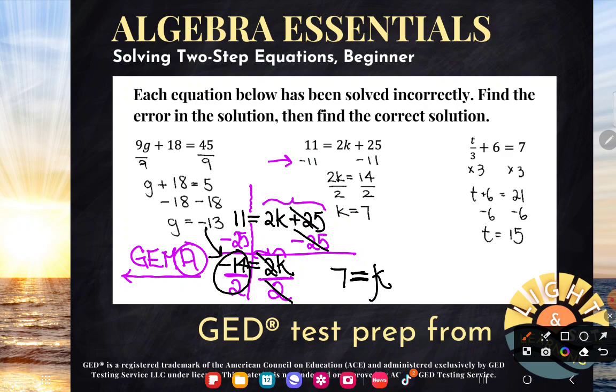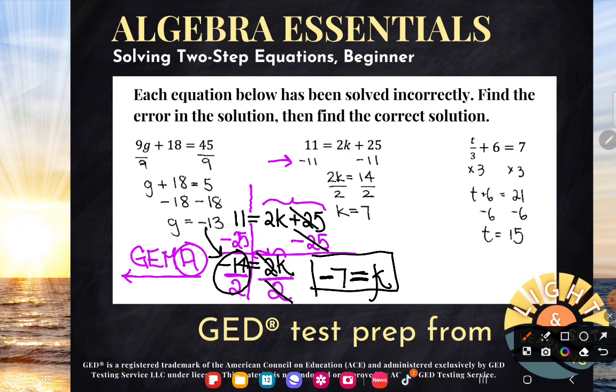because I was so focused on the algebra. That wasn't 14 divided by 2. That was negative 14 divided by 2. I'll do it in my calculator since I'm struggling so much. Hey, there we go. Negative 7 equals K is the actual solution.